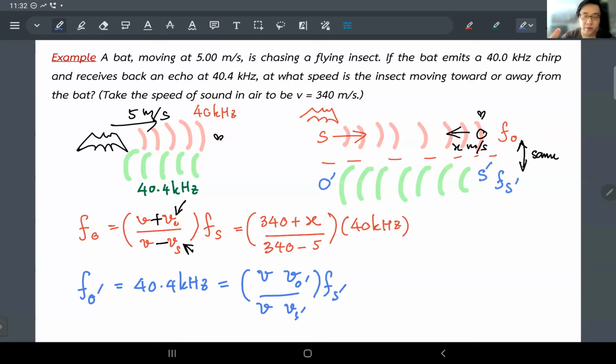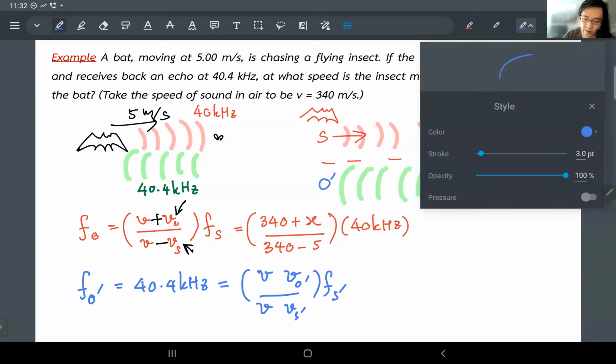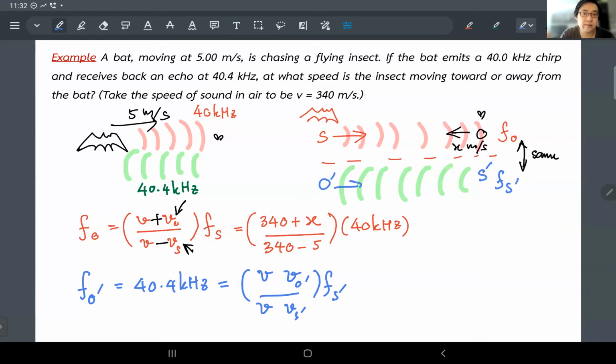Now look at the second half, the blue. The observer is the bat. The bat is still flying to your right. So right now, the observer is going toward the source. Going towards is an increase in frequency. So it's going to be a bigger number up top. Now, what about the source? Now the source is the insect. So the insect now is going toward the observer. Going toward the observer is higher in frequency. Higher frequency means a smaller denominator right there.